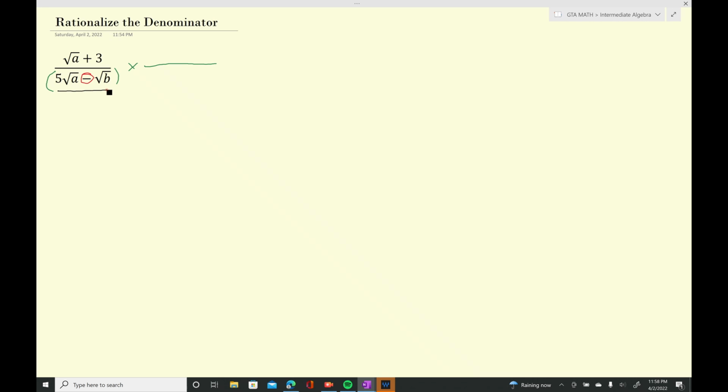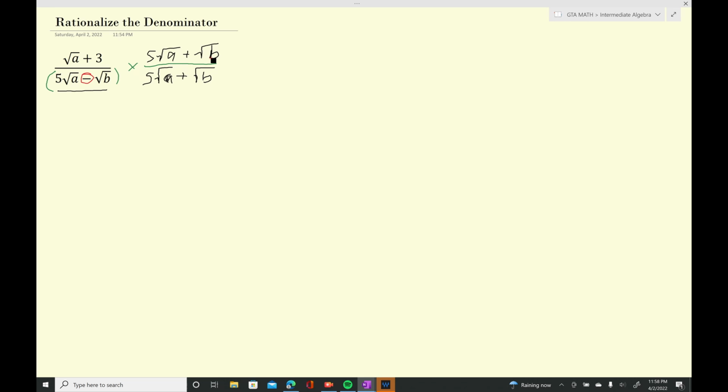So instead of multiplying it by 5 square root a minus square root b, we're going to multiply it by this. And we're going to do it to the top as well, not just the bottom. So this is taking the conjugate. This is the square root of b. That looks a lot better.